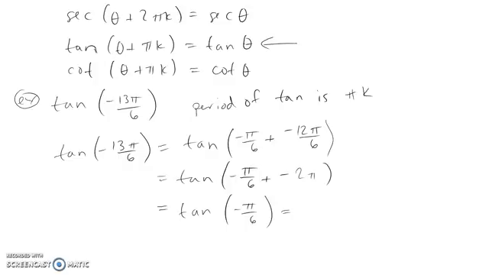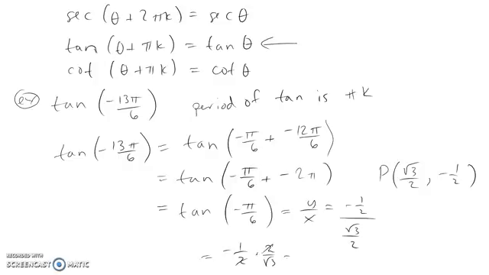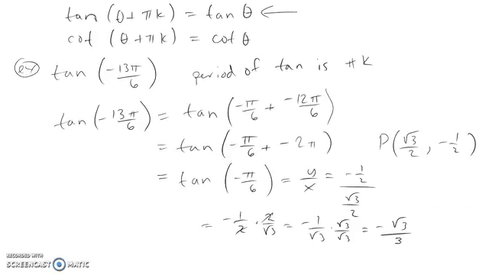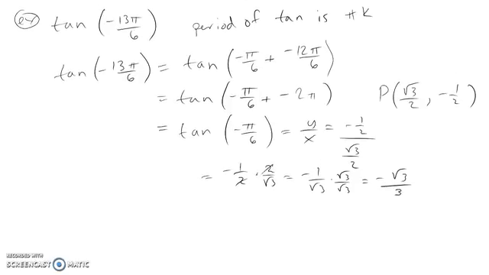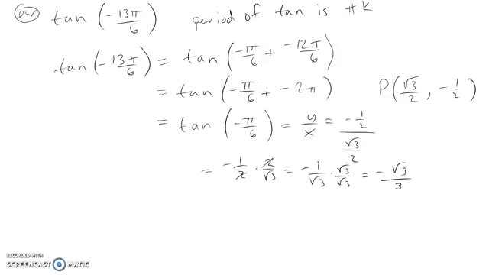Again, I know that tangent is y over x, and for negative pi over 6, the corresponding x and y are square root of 3 over 2, negative 1/2. So I'll take negative 1/2, divide by the square root of 3 over 2. Negative 1/2 times 2 over root 3, that's negative 1 over root 3, and rationalizing we get negative square root of 3 over 3. Which is exactly the same thing that we got the last time, using the unit circle instead of periods.